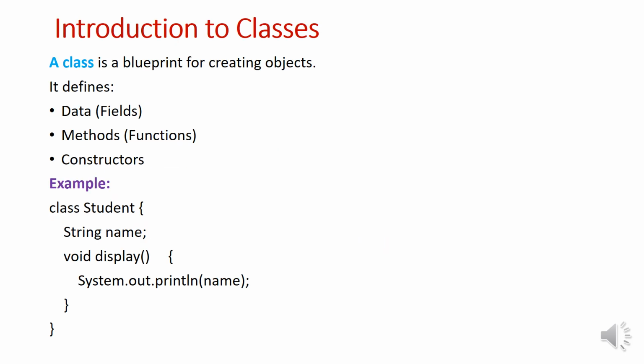Introduction to classes. A class is a blueprint for creating objects. It defines data and methods and also includes constructors. Here one example is given. The class name is Student, and the variable name is defined, and also the method display. Name is data, display is a method.